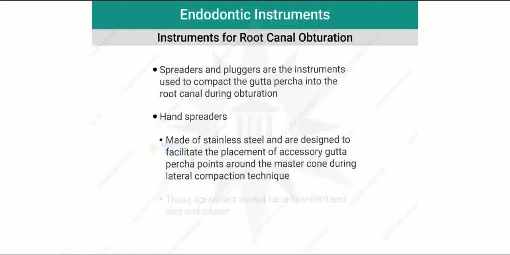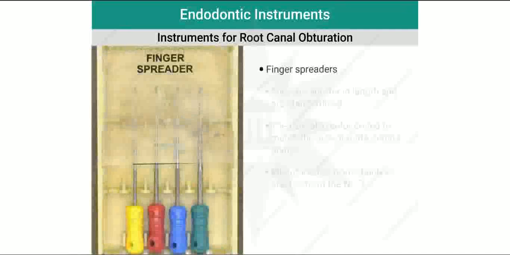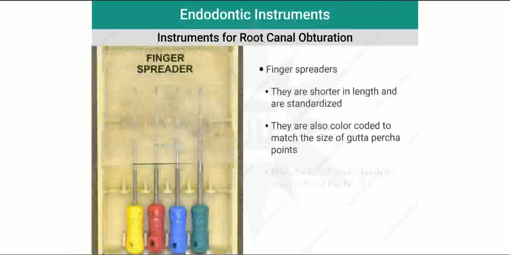Then followed by finger spreaders. These are shorter in length and are standardized. They are also color coded similar to the K files, and they have the same size as a gutta-percha. They are manufactured from stainless steel or from nitinol.